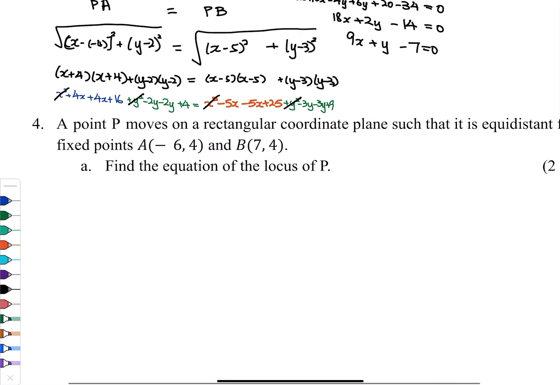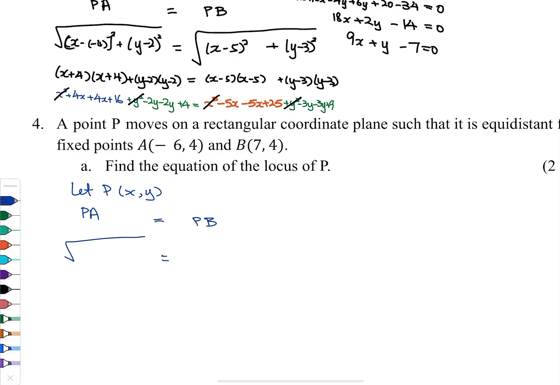Okay, so the last question. We know P is a moving point, so let P be (x, y), and then PA equals PB. Square root equals square root, so (x minus 6) squared plus (y minus 4) squared, (x minus 7) squared plus (y minus 4) squared. This 7 and 4 came from here. This negative 6 and 4 came from here.